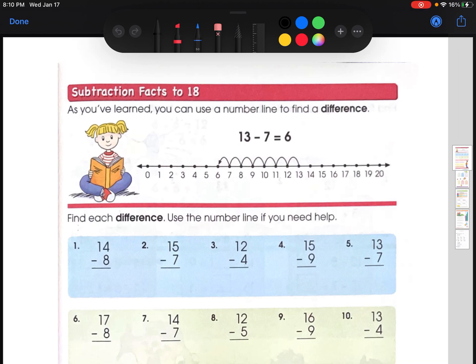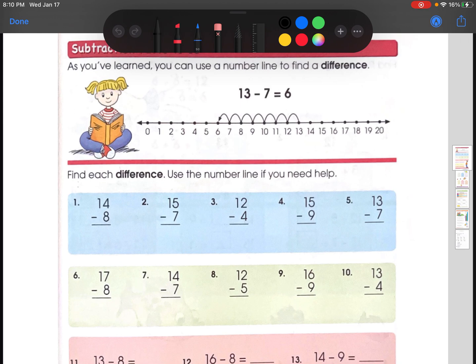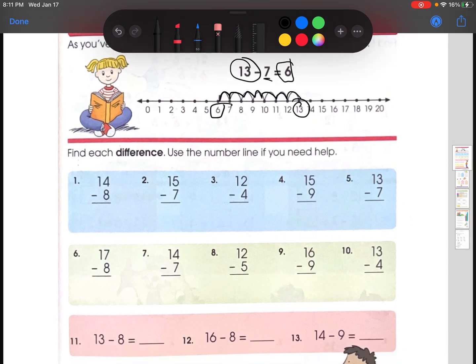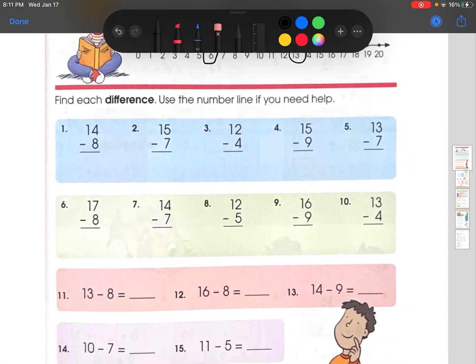Alright, subtraction facts to 18. As you've learned, you can use a number line to find the difference. We know this. We just start from the given number and count backwards the amount: 1, 2, 3, 4, 5, 6, 7, and then the number you land on is the answer. Simple. We've done this before. Let's try it multiple times.